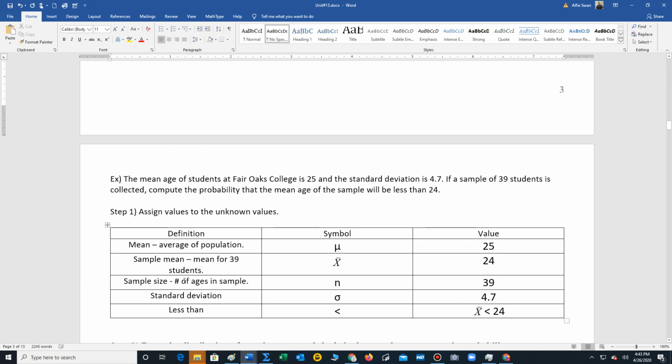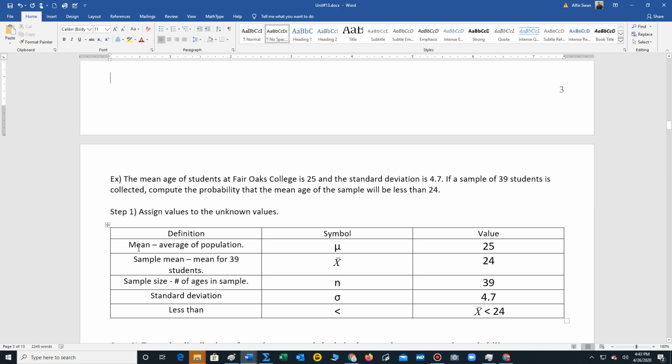Okay, so let's look at an example here. Let's say the mean age of students at Fair Oaks College is 25 and the standard deviation is 4.7. If a sample of 39 students is collected, compute the probability that the mean age of the sample will be less than 24.